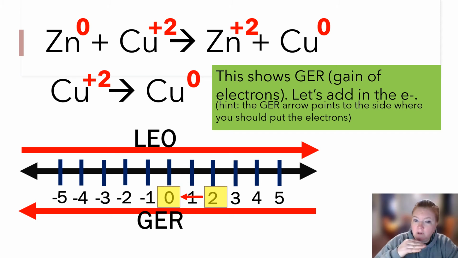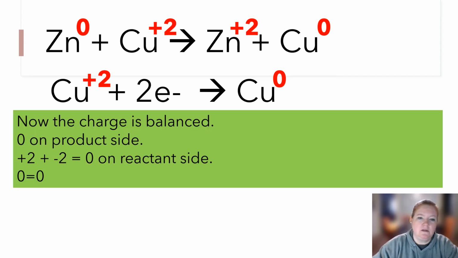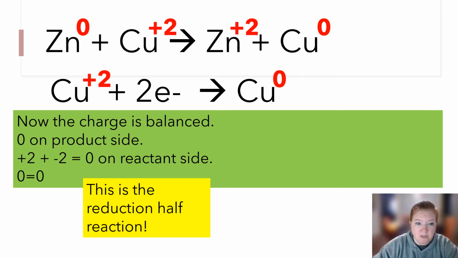But the arrow, also the arrow from the starting charge to the finishing charge, shows us what side we should put the electrons on. Also, in terms of balancing, it should make sense. Okay, so now the charge is balanced. There's a charge of 0 on the product side and a +2 and a -2 equaling 0 on the reactant side. So 0 and 0 is balanced. It already was balanced for mass, 1 atom of copper on each side. So this is the reduction half reaction.